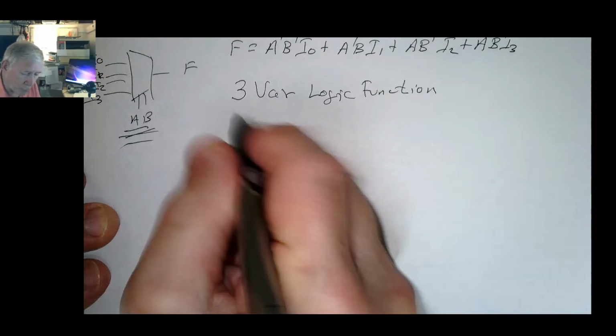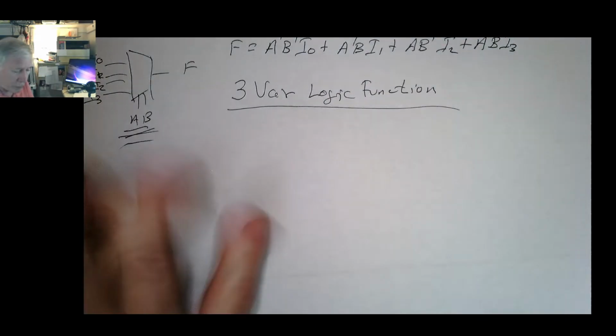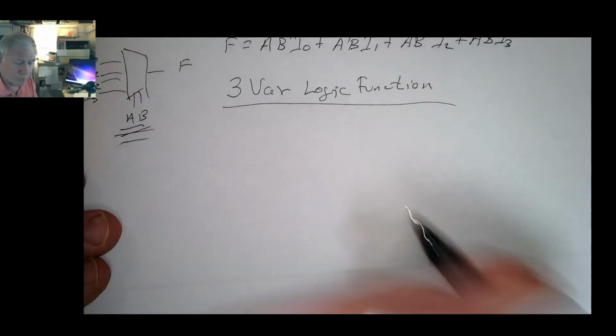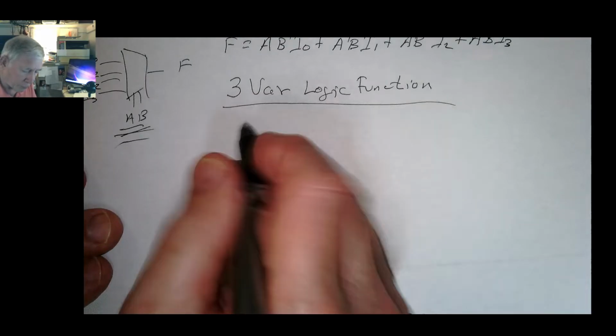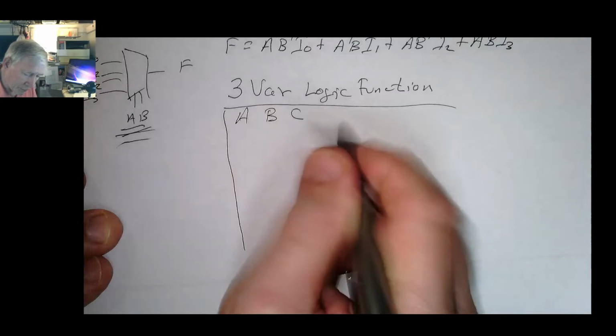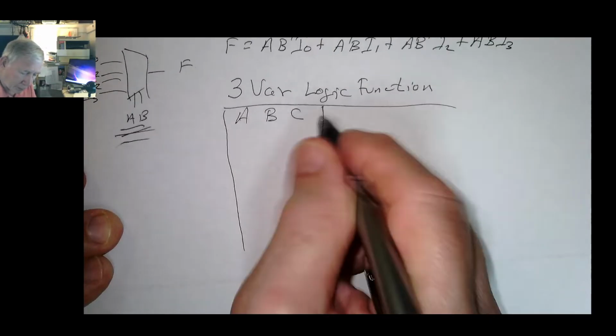Pretty cool that we can do this: a 3-variable logic function, and we can implement it with this little sucker. So the first thing we do is we get our 3-variable logic function in our truth table. So we'll do that. We have A, B, C, and our output F.